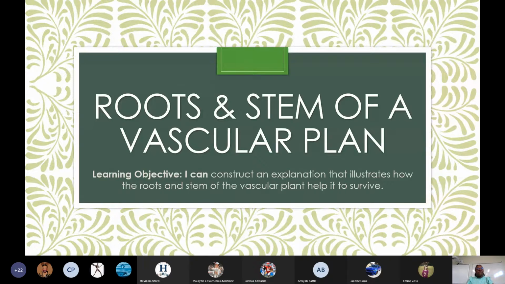Please, in your notes, go ahead and write roots and stem of a vascular plant. That should say plant, not plan. As you're learning today, it's going to be important that you understand how important these body parts of our plants are.